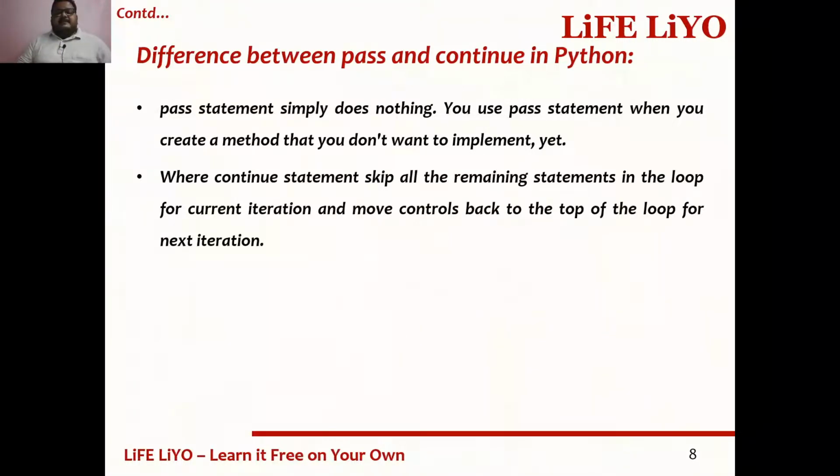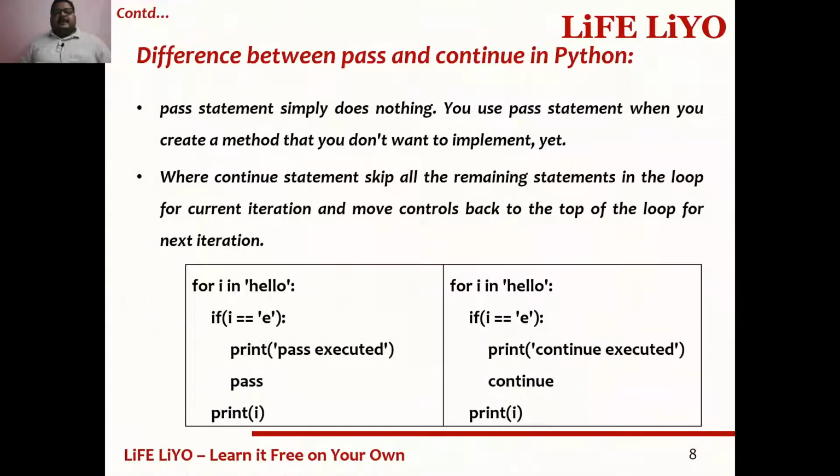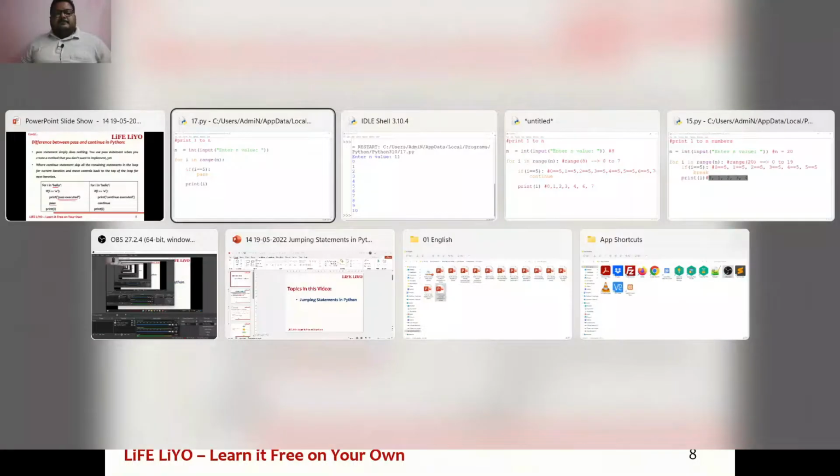Let us take an example right now. Here I have taken a string hello, and for i in hello, whenever the i becomes e, I have printed pass executed. Then pass. That means I am going to get the answer as H, E, pass executed, H, pass executed, ELLO. I will show you the example.